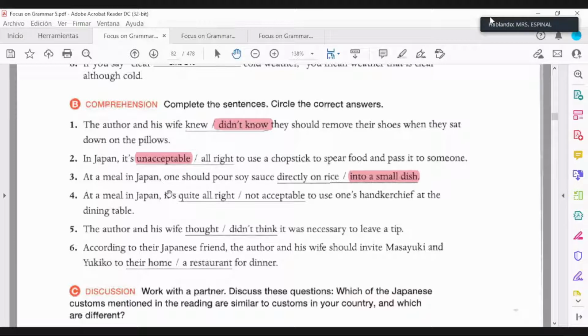The author and his wife thought or didn't think it was necessary to leave a tip. Thought. Okay. Because of the cultural background they had, right? According to their Japanese friends, the author and his wife should invite Masayuki and Yukiko to their home or a restaurant for dinner. Their home.